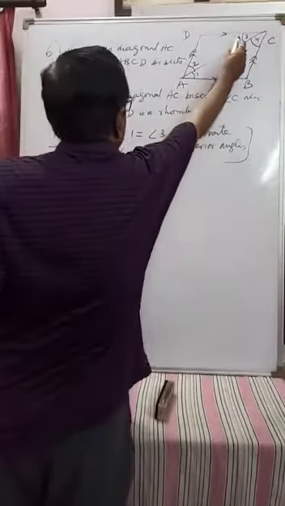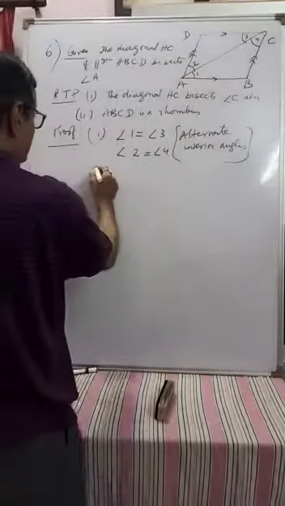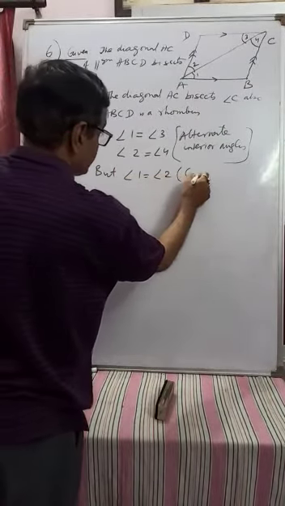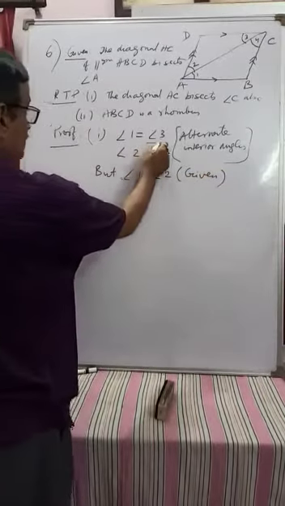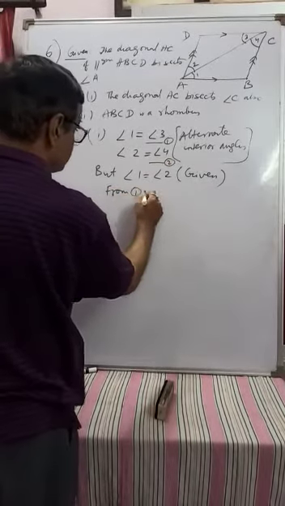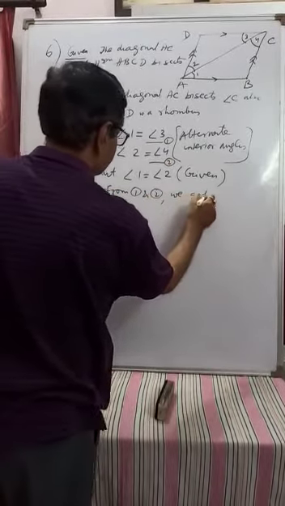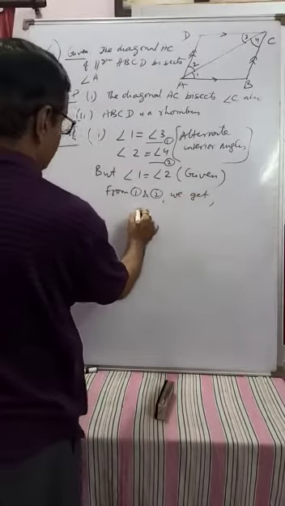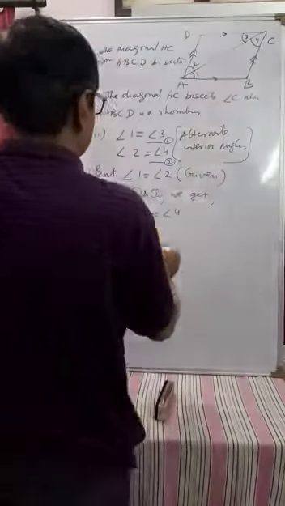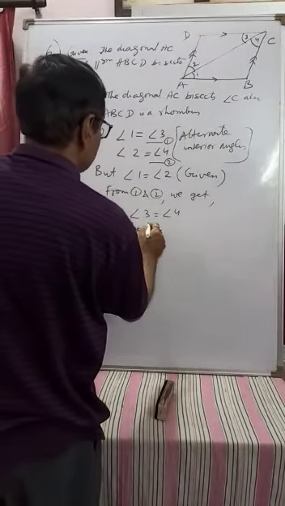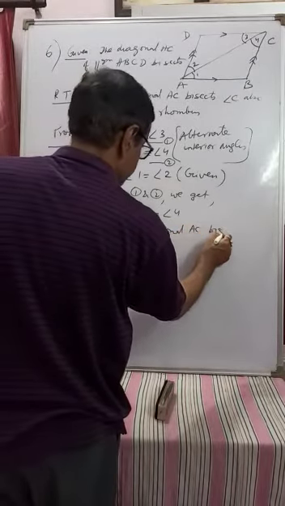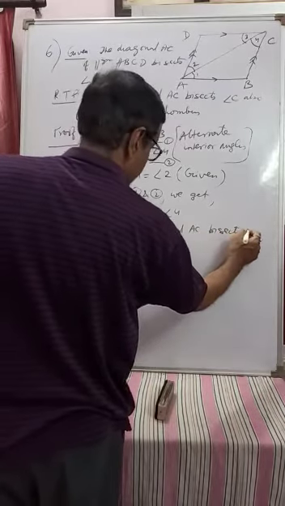So angle 1 is equal to angle 3 and angle 2 is equal to angle 4, but it is given that angle 1 and angle 2 are equal. So from equations 1 and 2 we get angle 3 is equal to angle 4. So angle 3 and angle 4 are equal, that means the diagonal AC bisects angle C also.